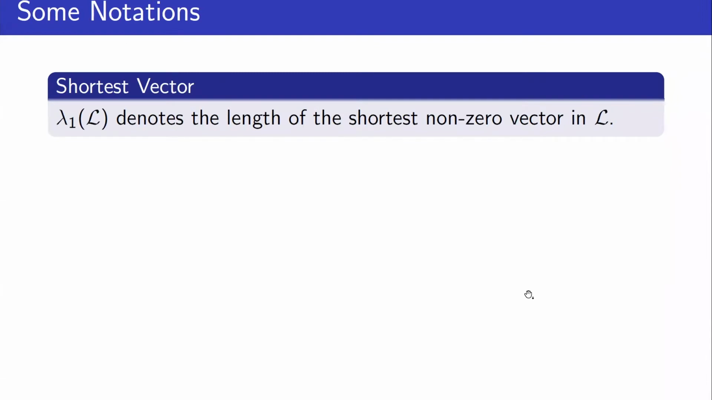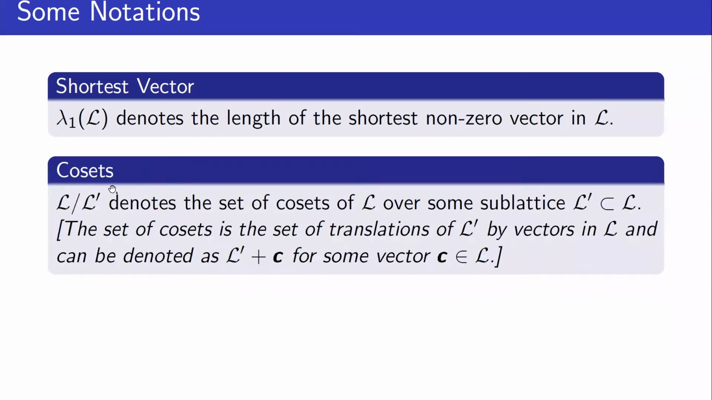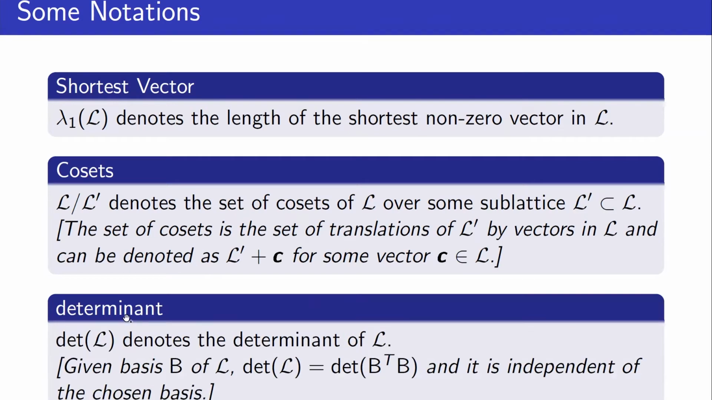Next, some notations that are related to the lattice. We use lambda1 to denote the length of the shortest non-zero vector in the lattice L. And we use this to denote the set of cosets of the lattice over some sublattice L prime. Each of the cosets can be denoted as L prime plus C for some vector C in L. Next, we use this to denote the determinant of the lattice L. And more often, I will be talking about the normalized determinant, which will show up in the next slide.